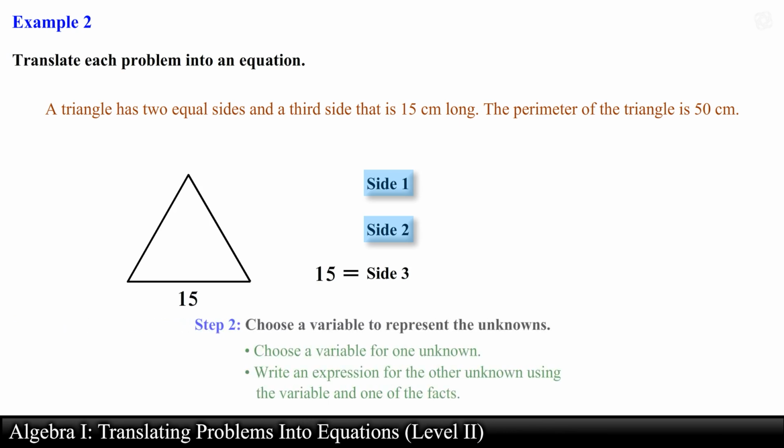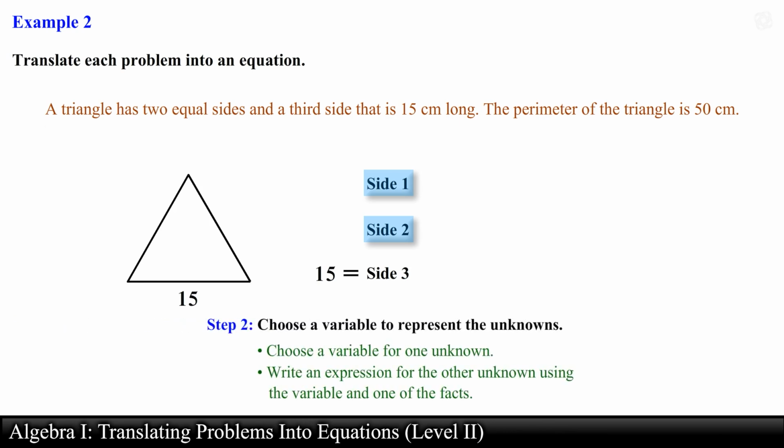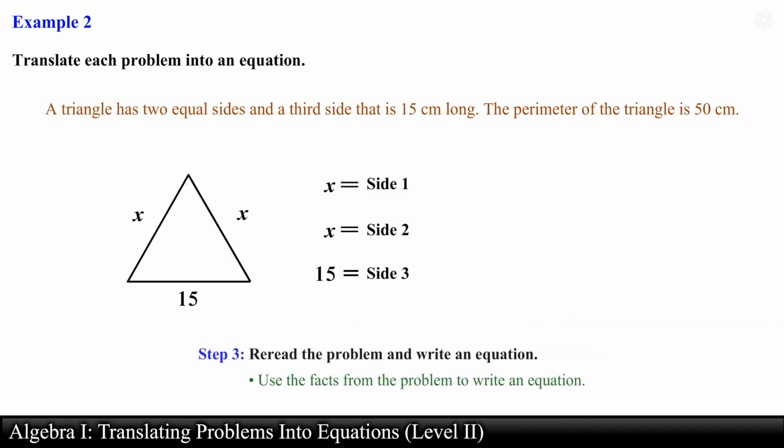Next, let's assign variables to these unknowns. For the first sentence, we are told that this triangle has two equal sides. So we are actually dealing with an isosceles triangle, a triangle that has two of its sides with the same measurement. This means that we can assign the same variable to both sides, since they are equivalent. So let's assign each side with the variable x as follows. Now it's just a matter of translating these expressions into an equation.